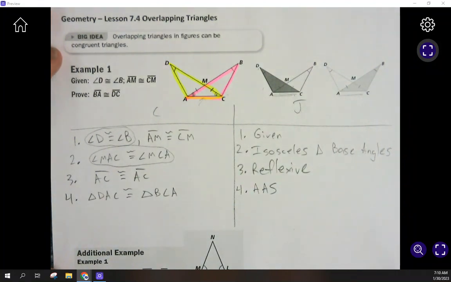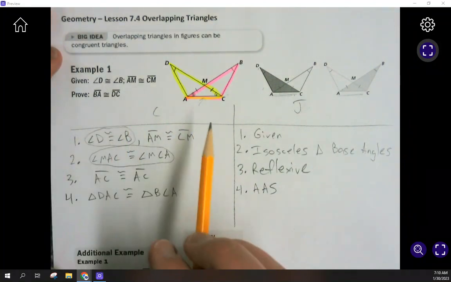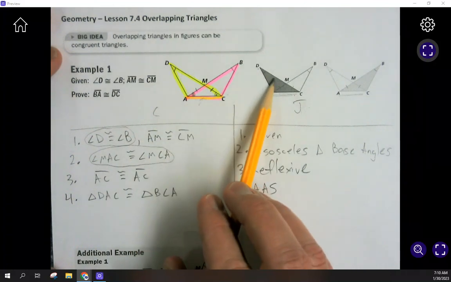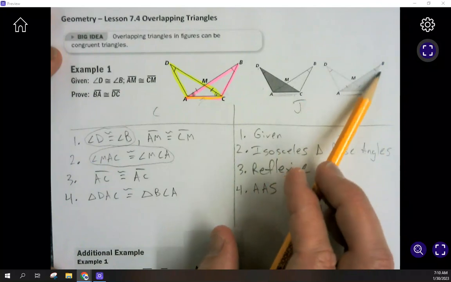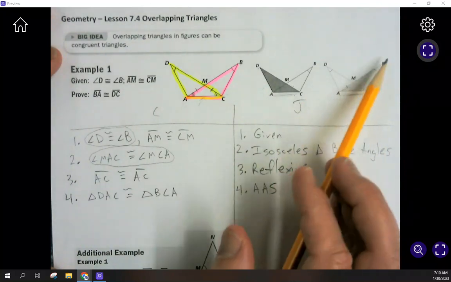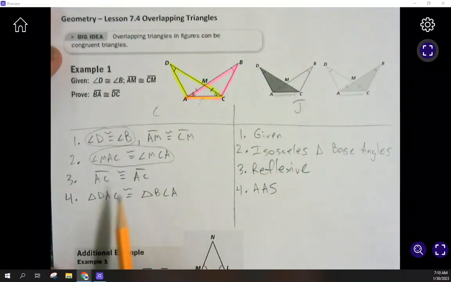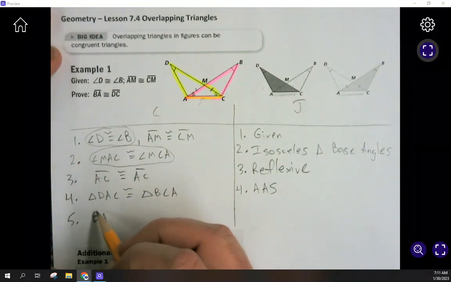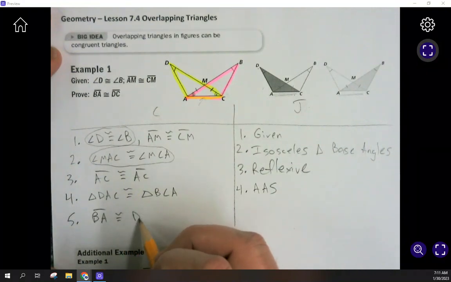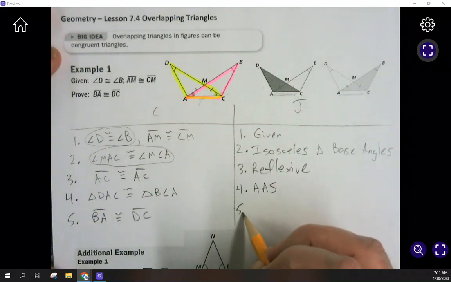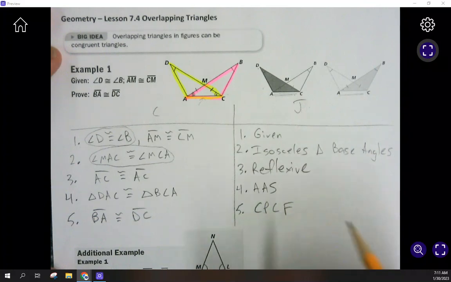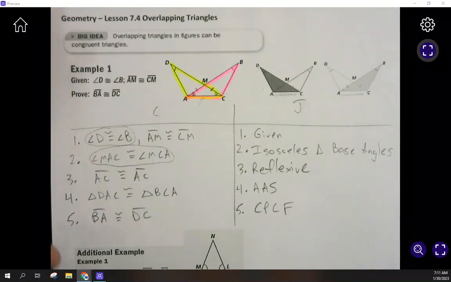Once I've proven that the triangles are congruent, any of their corresponding parts are also going to be congruent. So DC, the longer side of this triangle, is going to equal BA, the longer side of this triangle, since we've already proven they're congruent. So now I can say BA is congruent to DC by CPCF. Corresponding parts of congruent figures are congruent. All right, let's slide down.